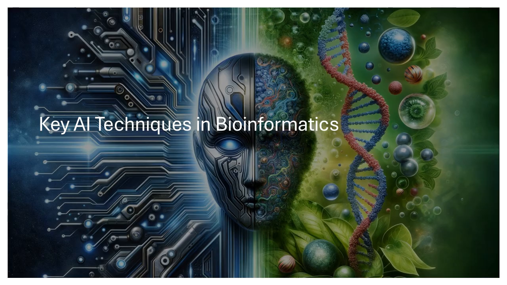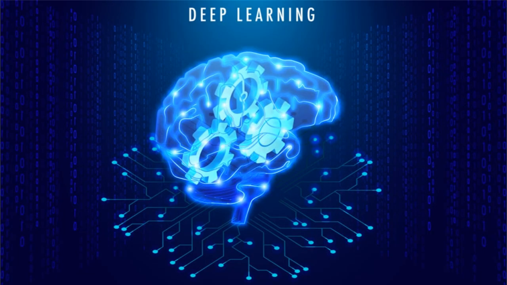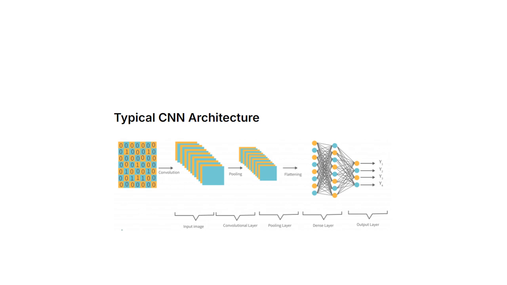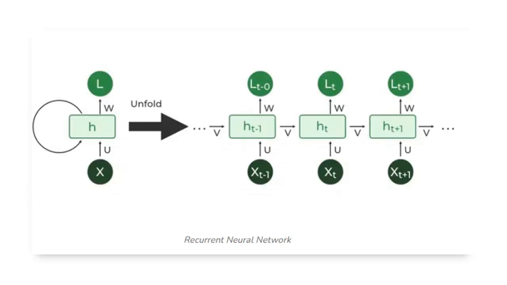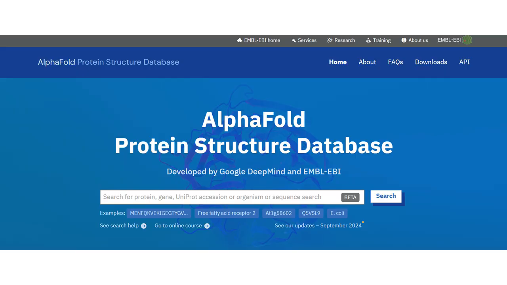Key AI techniques in bioinformatics. Deep learning models, particularly convolutional neural networks, CNNs, and recurrent neural networks, RNNs, are used to analyze sequences, images, and even protein structures. For instance, AlphaFold, developed by DeepMind, revolutionized protein folding predictions by using deep learning techniques.